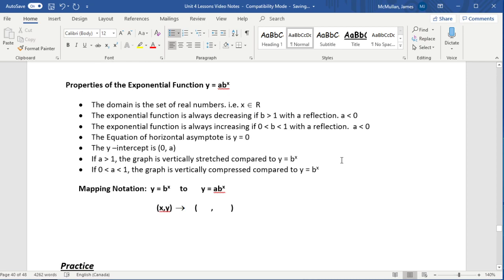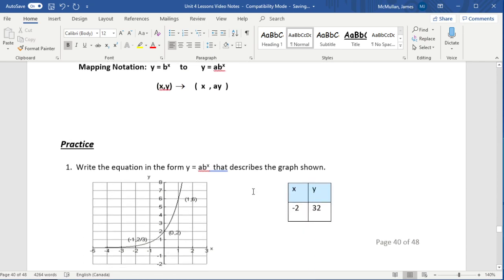If a is greater than 1, it's vertically stretched. If a is in between 0 and 1, it's vertically compressed. And you can always use your mapping notation. X maps onto x, and y maps onto ay. You just multiply. Yeah, I mean just ay actually probably makes more sense. So if you have the parent, you can map using ay. I don't think that's really necessary now, but it may be necessary tomorrow.